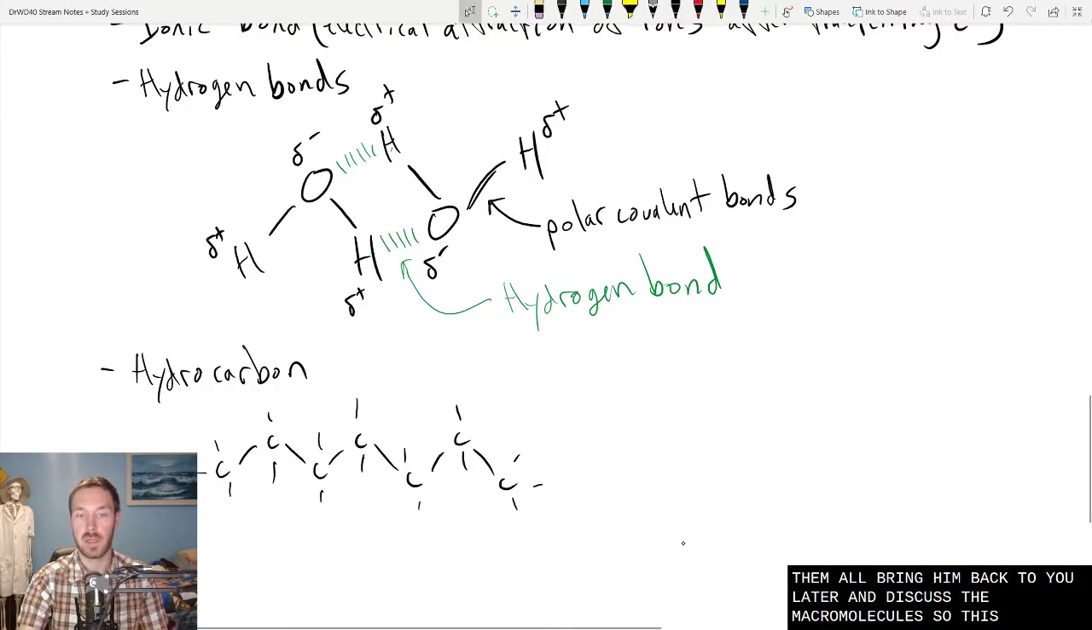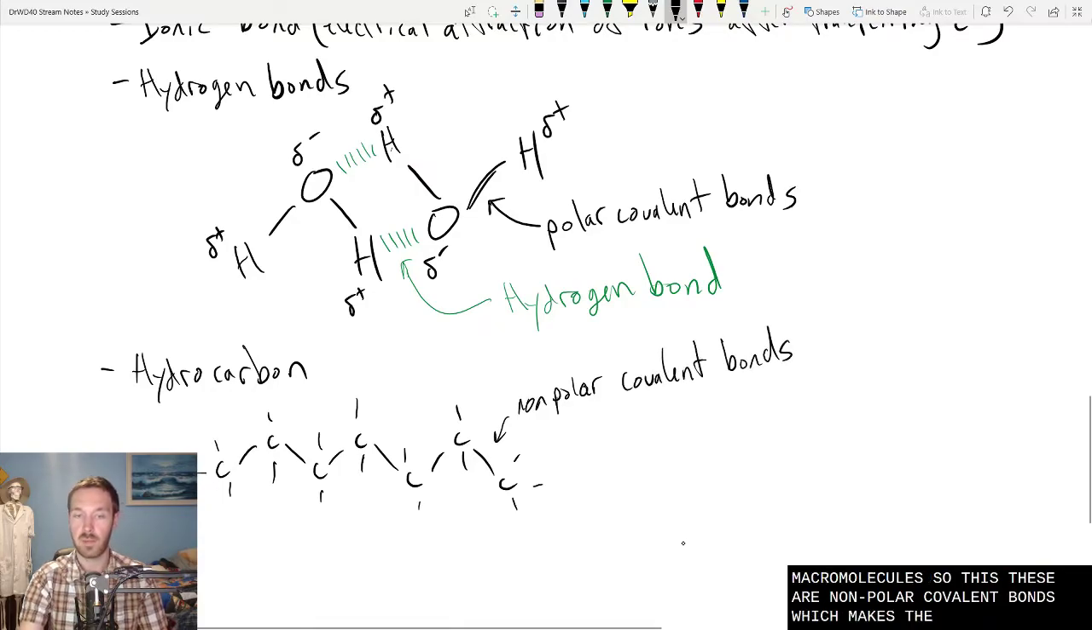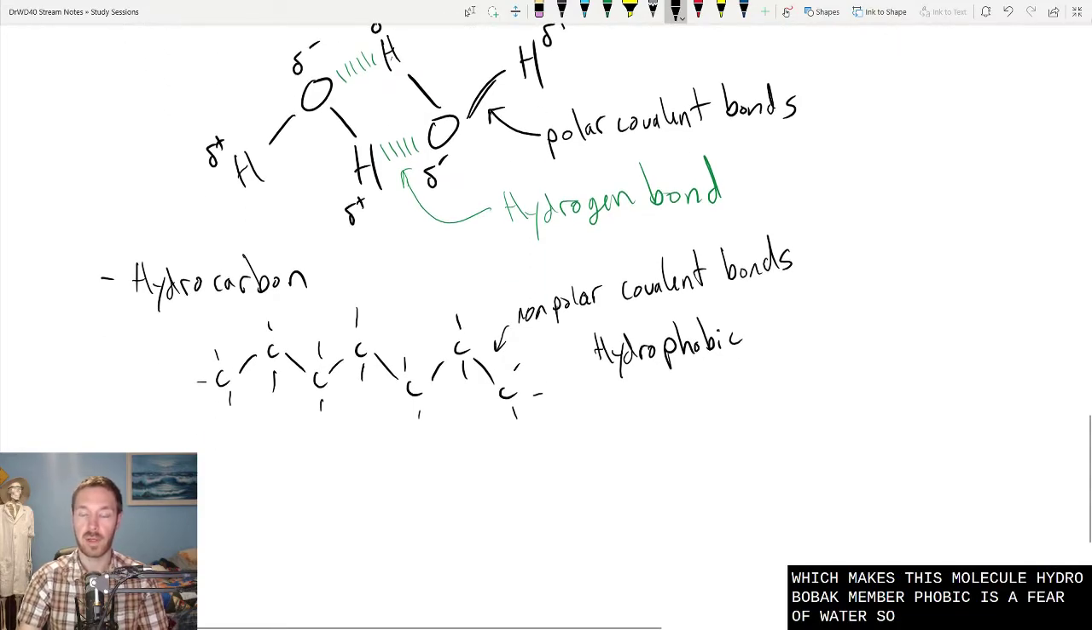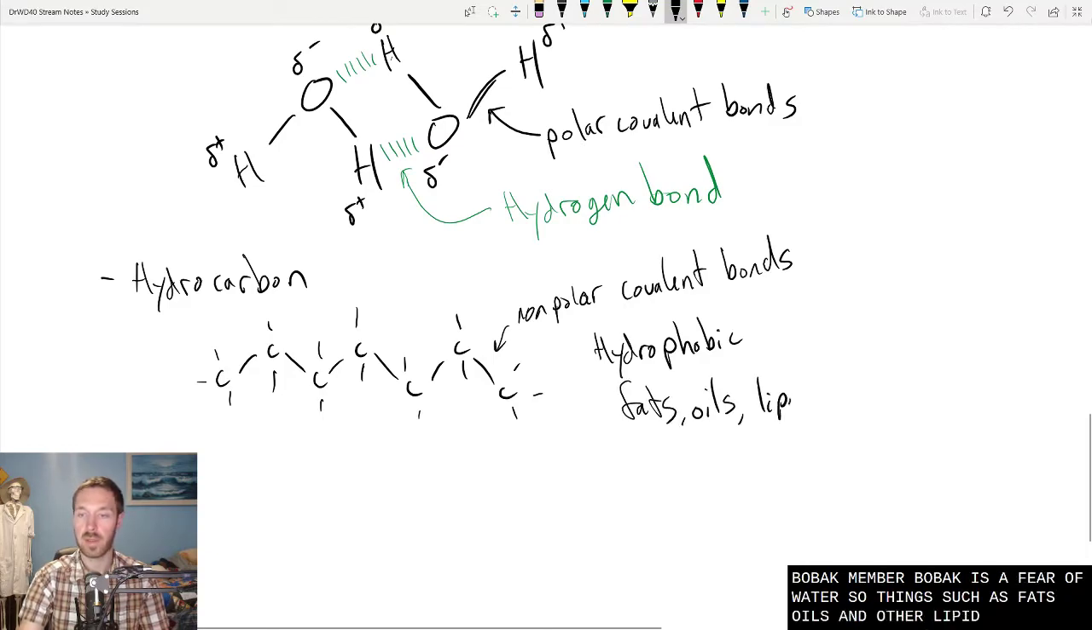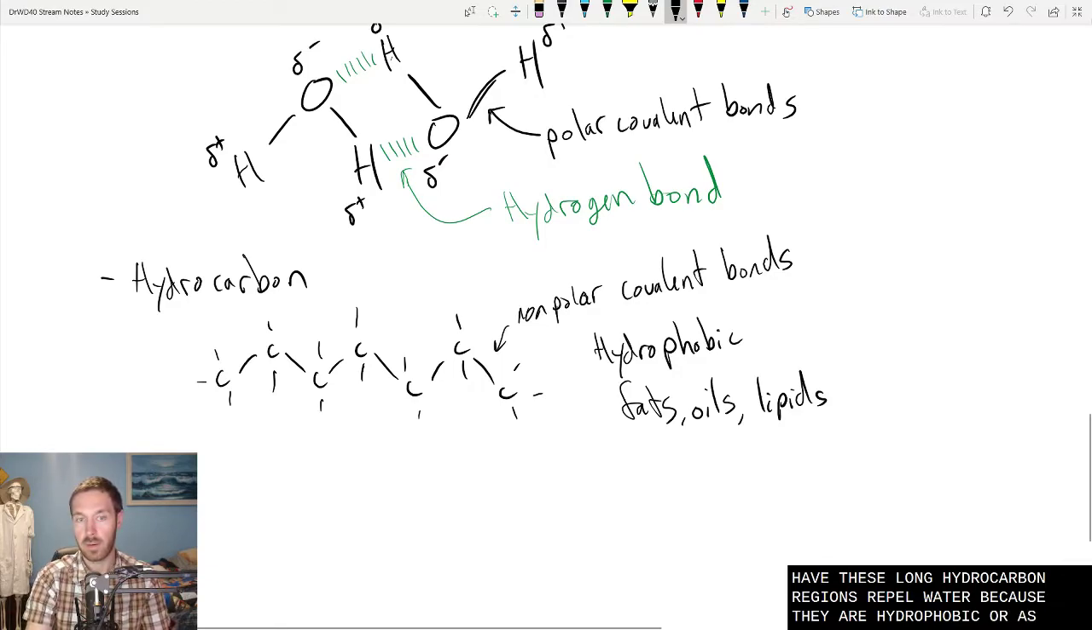So these are non-polar covalent bonds, which makes this molecule hydrophobic. Remember, phobic is a fear of water. So things such as fats, oils, and other lipids, which have these long hydrocarbon regions, repel water because they are hydrophobic. Whereas molecules that are polar, can form hydrogen bonds, are hydrophilic.